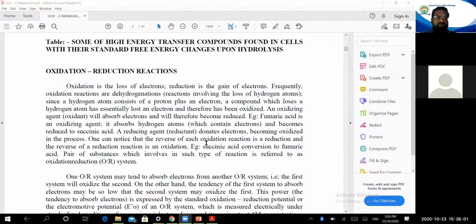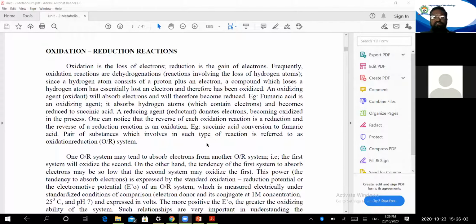The next most important concept is the oxidation reduction reactions. Redox reactions in short we call. Oxidation reactions, briefly you can define as a reaction involving loss of electrons from the substrate molecule. And reduction is the vice versa case, gain of electrons by the substrate molecule. So these are two different kinds of reactions.